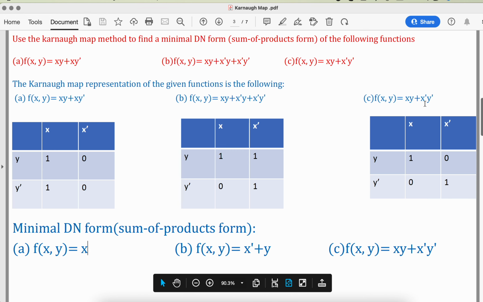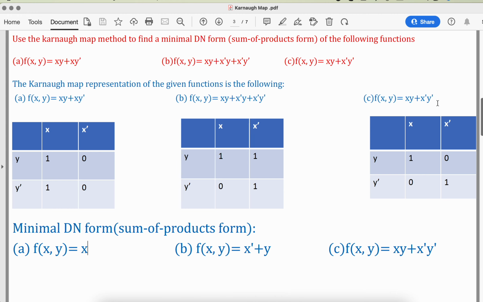Now one more example, xy plus x dash y dash. So here x into y, xy. So this is 1 here. X into y dash, xy dash. We don't have xy dash, so I have written 0 here. Then x dash into y. We don't have x dash y here, so it is 0. X dash y dash, so it is 1. X dash y dash means 1.